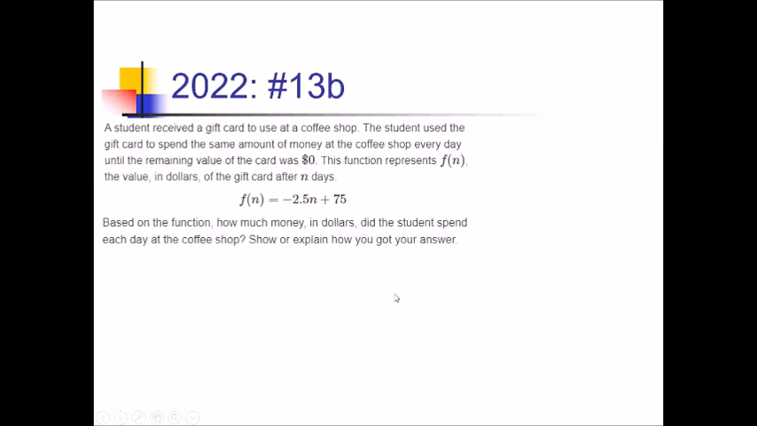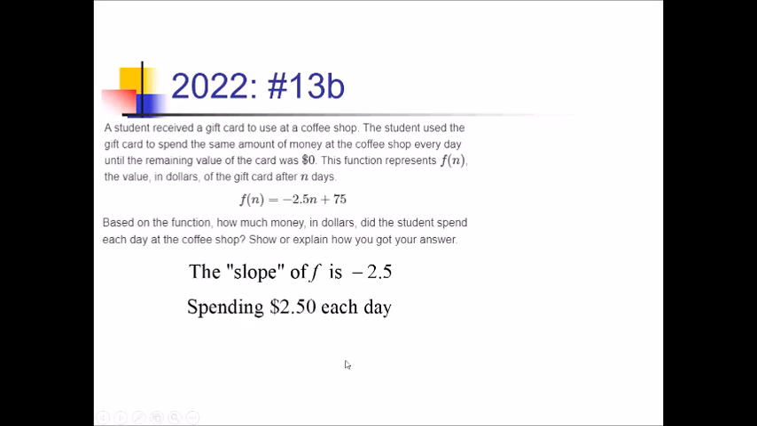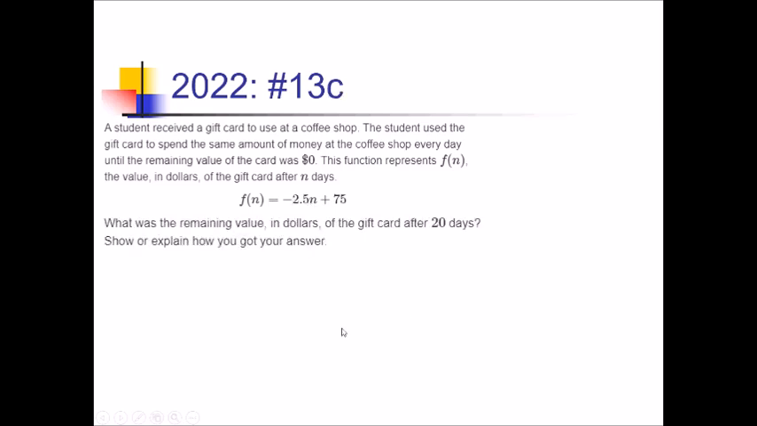For the next part of the problem, we want to know, based on the function, how much money the students spent each day at the coffee shop. So this is a linear function here. This is something in y equals mx plus b form. The slope of this thing is this negative 2.5. That keeps getting multiplied by the number of days. So since that's our slope, that means that's what our student is losing off their gift card value every day, which is to say they are spending $2.50 each day.